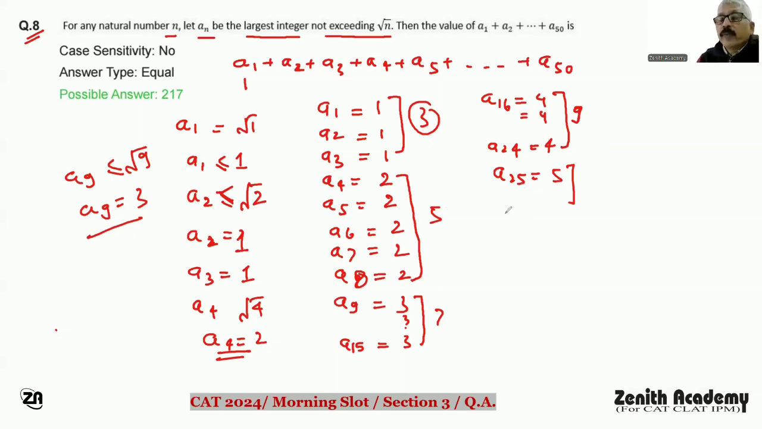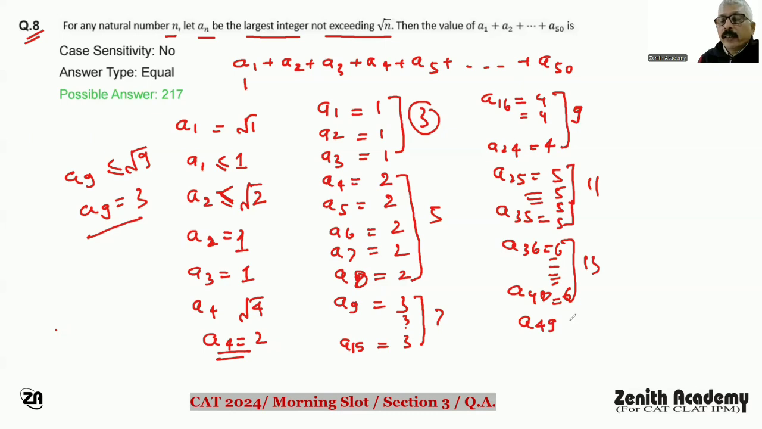So A25 to A35, there are 11 numbers with 5, 5, 5. And A36 to A48, 6, 6, 6, 6, 6, 13 of them. And A49 is going to be 7 and A50 will also be 7.